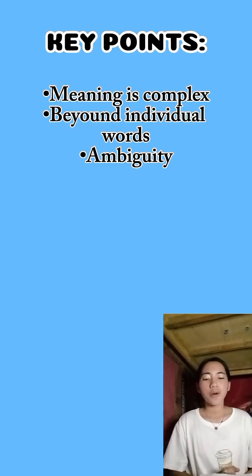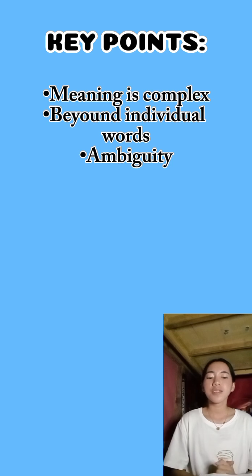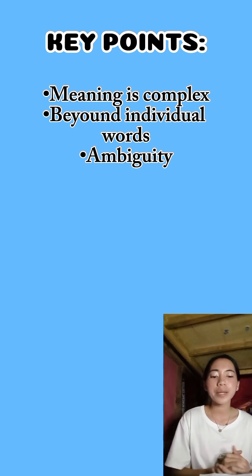So, sa first key points is ang meaning is complex, is that words can have multiple meanings and that meaning can change depending on the context. So, the second is the beyond individual words. Semantics also looks at the meaning of phrases, clauses, and entire sentences. And lastly, the ambiguity. Language can be ambiguous, meaning that a single sentence can have multiple interpretations.